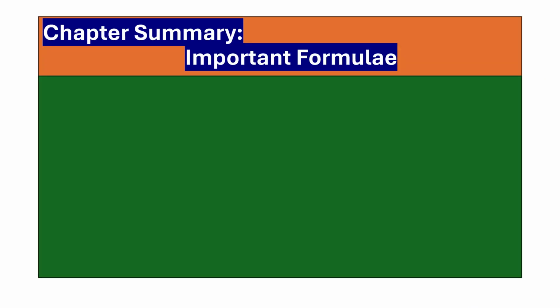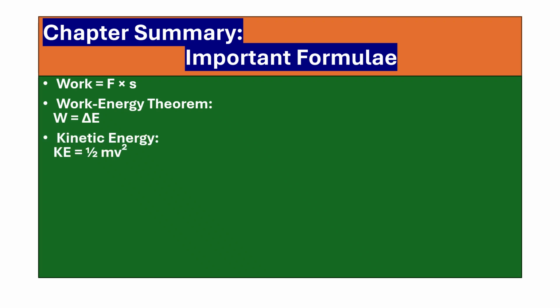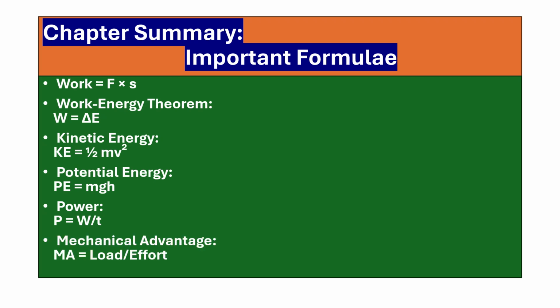Quickly to summarize, these are the basic points which we have taken in this chapter, part 1 video. Work is force into displacement, just a quick recap. Work energy theorem is W equals delta E. Kinetic energy is half mv square, potential energy is mgh, and power is work upon time. Mechanical advantage is load upon effort. So this was the summary for this chapter, taking the basic points related to work, energy and simple machines. In part 2, we will be studying more in detail about the application of these formulas. Thank you and take care.